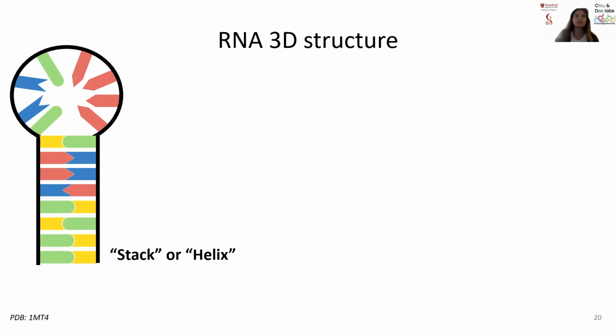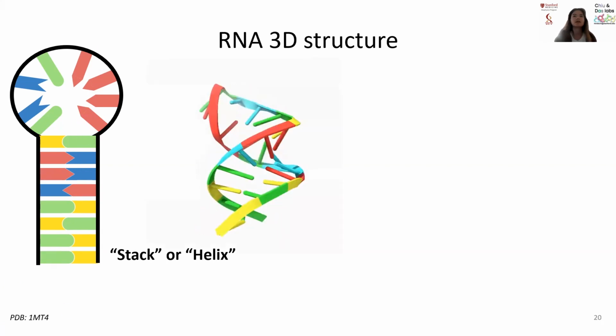So to start with 3D structure, I'm going to start very simply with a simple stack here. And I'm sorry, these are not in Eterna colors. This is one of the slides where I totally forgot to swap the colors, but I promise these are real base pairs. So we have a stack and then we just have a simple loop.